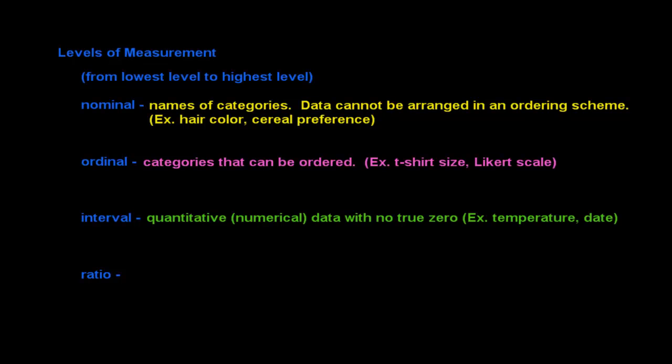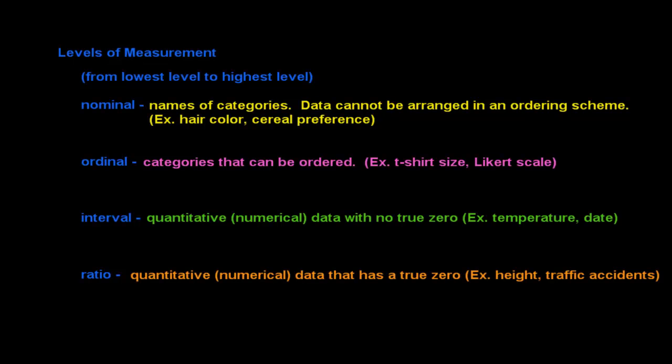Okay, the last one then would be ratio, and this is really almost all the numbers we'll be dealing with. Now we're talking about numerical, right? The last 2 here are the numerical quantitative data, and there is a true 0, and 0 represents the absence of that characteristic. So height, 0 represents 0 height. 0 traffic accidents means there were none. So these are things we can actually assign a 0 to.